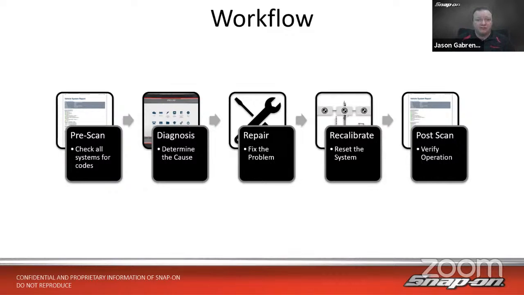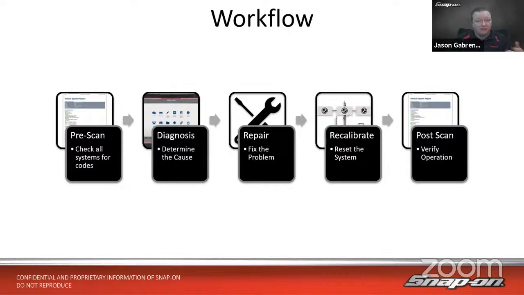All right, so first off, it starts with bringing the customer in, finding out what the customer's problem is, and then putting it in a repair order, of course. And then we bring the car in, and in this case, maybe a check engine light or a drivability problem. So the first thing we wanted to do is do a pre-scan. Right? So we want to check all systems for codes.